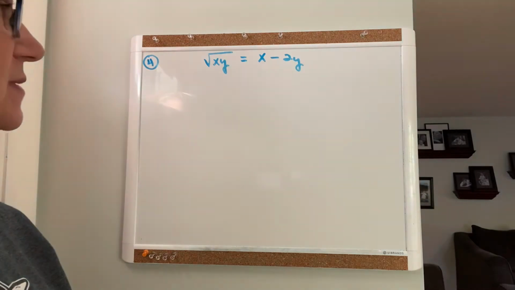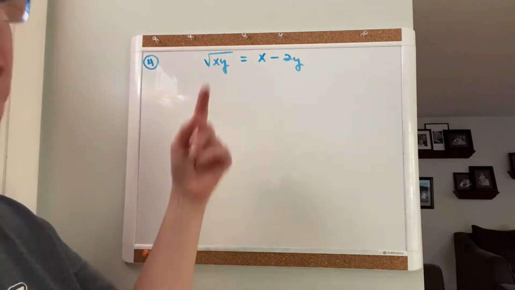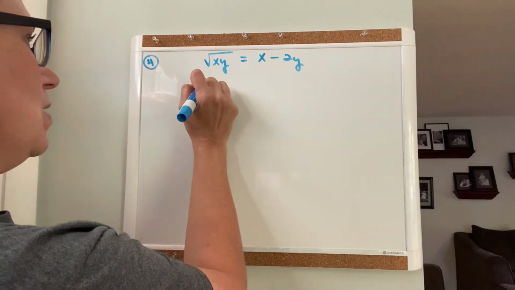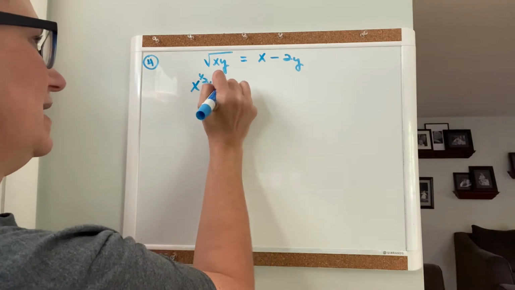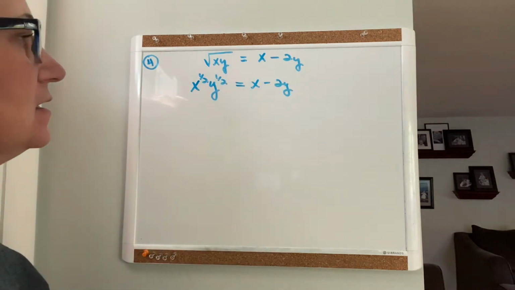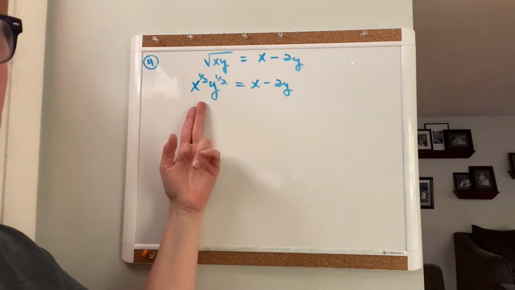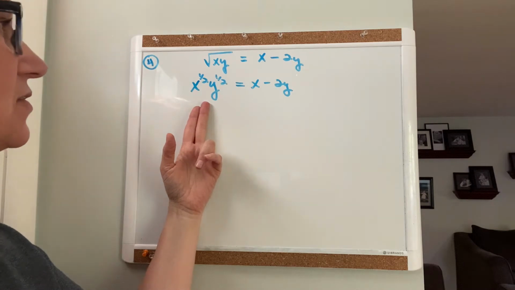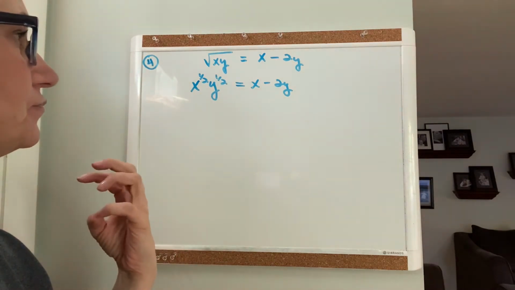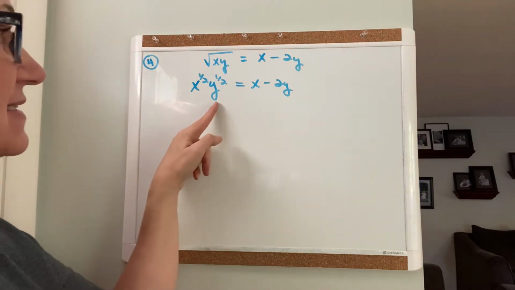All right, so for this particular problem, you're multiplying the x and the y underneath the radical. So you can actually rewrite this as x to the 1/2 y to the 1/2 equals x minus 2y. So now we have to take the derivative of all three terms. But again, just like the last one, this x to the 1/2 y to the 1/2 is product rule. So I want you to think of this as a times b.